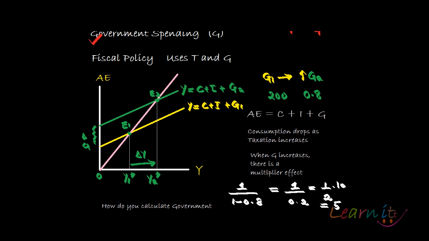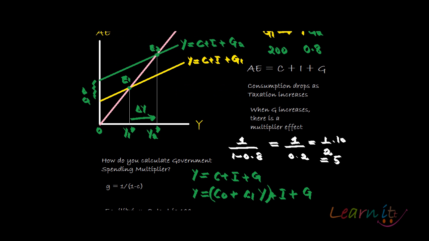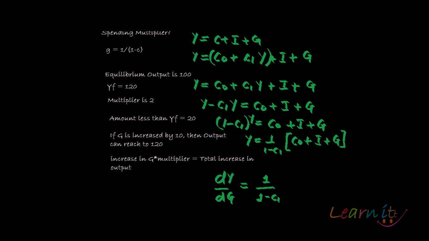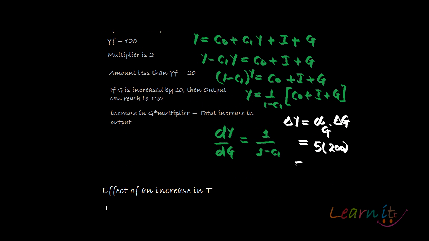Okay, so the multiplier is 5, and what you have learned here is that the amount of increase in output, delta Y, would be equal to the government spending multiplier into the amount of increase in government expenditure. So that is equal to 5 into 200, which is equal to 1000.